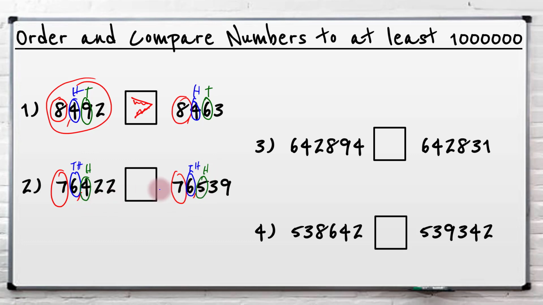This one's got 400. This one's got 500. Well, 500 is worth more. So I'll put this. 76,422 is less than 76,539. So last two, follow the same principles. So I need to know what the numbers are. So 1, 2, 3. 1, 2, 3. So 642,894. 1, 2, 3.